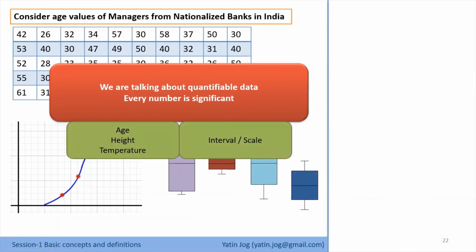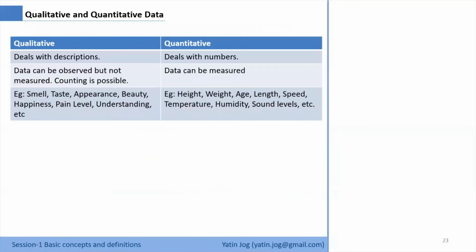What we are dealing with is interval scale or ratio scale, and we are talking about quantitative data. So we have these two types of data which we can handle in any kind of analysis: qualitative data and quantitative data. Qualitative data deals with descriptions, whereas quantitative data deals with numbers. Qualitative data can be observed but not measured, so counting is possible. That's why it is nominal and ordinal only. And quantitative data can be measured also, so ratio and interval.